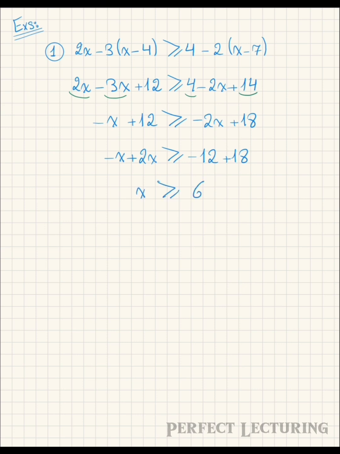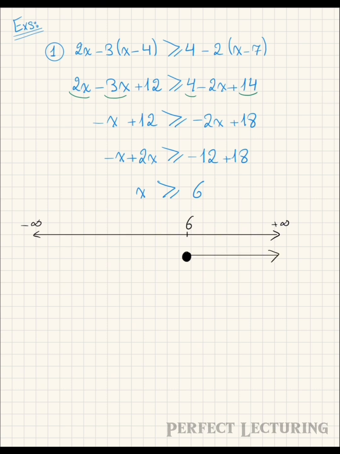Now this is not everything. We have to represent the solution as an interval. In order to do that, we first represent the solution on the real number line. Let's say 6 is here. We have greater or equal. Since we have an equal sign, we add a full circle at 6. Now since x is greater than or equal to 6, this means x could be any value greater or equal to 6. So we draw an arrow to the right.